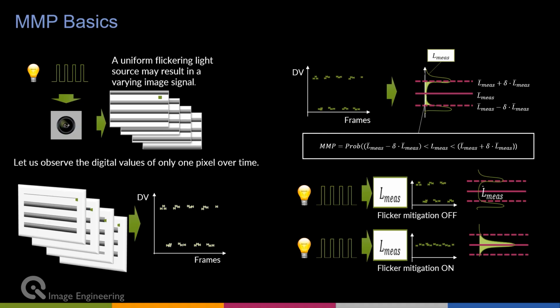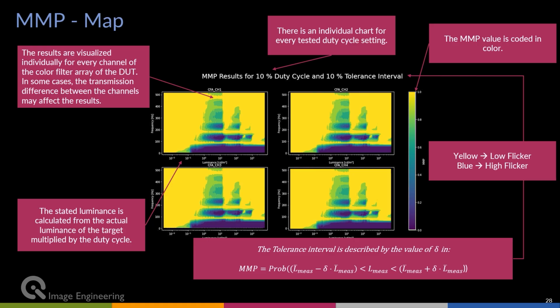How does that look? Again, we create a map. So yellow means low flicker, blue is high flicker in the scene. Now on the x-axis, we state again the luminance at which this was measured. And then on the y-axis is the frequency at which it was tested. For the test itself, the test is defined for one specific duty cycle, so here for 10% duty cycle.